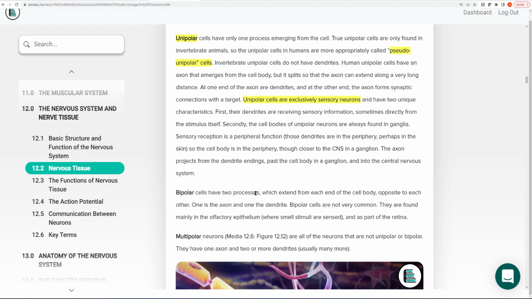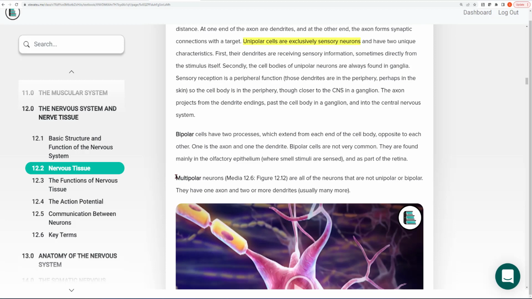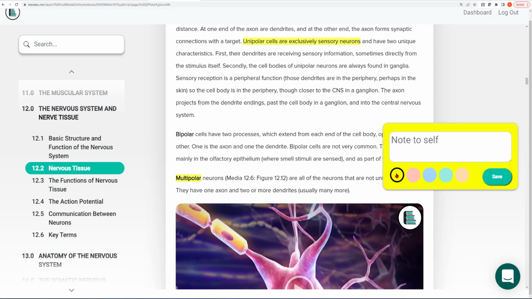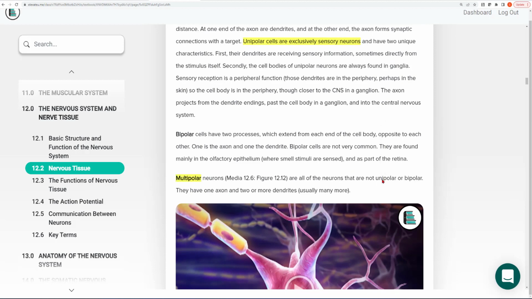Bipolar neurons, again, have two processes. We're going to see them, though, in the special senses, smell, specifically there's some, and there's also some in vision, in seeing. Not very common, not our focus at all. Multipolar neurons, again, very common, the most common of all neurons. And what we see is that these multipolars have multiple dendrites, two or more, but usually many, many more.